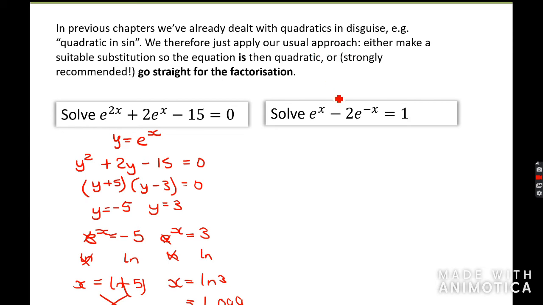This one, again, is one of the slightly trickier ones. Let's put it into a form that makes a bit more sense to us. So all I'm going to do is drop my e to the x down. And now it's up to you how we work from here.